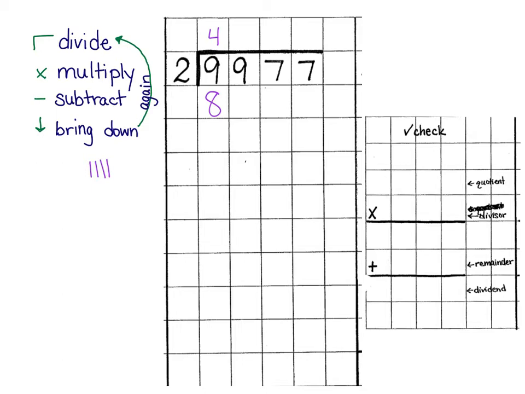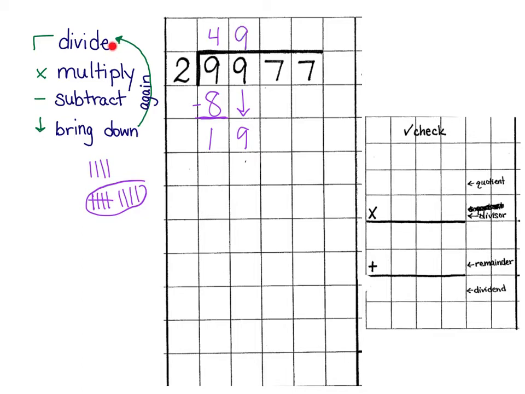Then after we multiply, we subtract. 9 minus 8 is 1. And after we subtract, we bring down. So bring down the 9, so now we have 19. How many groups of 2 are there in 19? 2, 4, 6, 8, 10, 12, 14, 16, 18, and 19 will be the next one. So there are 9 groups of 2.